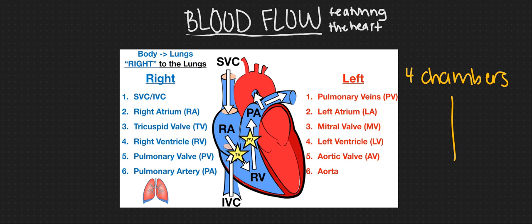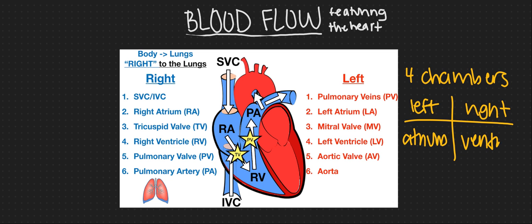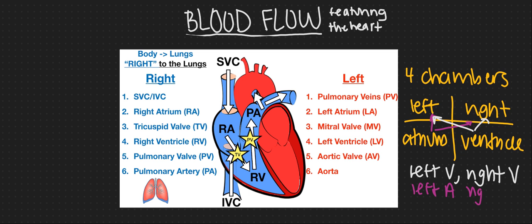So if you want to draw a tiny table, on the first row, put left and right. And on the second row, write atrium and ventricle. And then you can match each term in each row to the terms in the other row. So this would be atrium with left, atrium with right, and then ventricle with left and ventricle with right. So our four chambers are the left ventricle and the right ventricle, and then the left atrium and the right atrium.